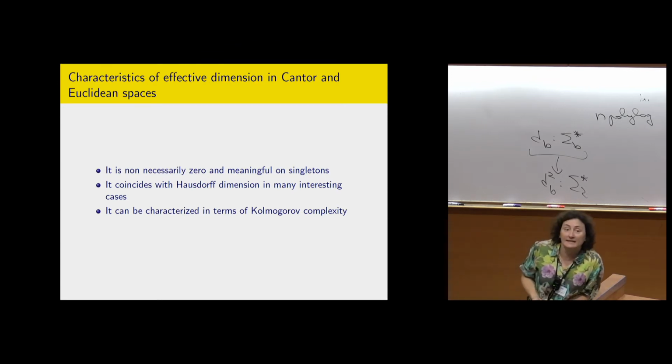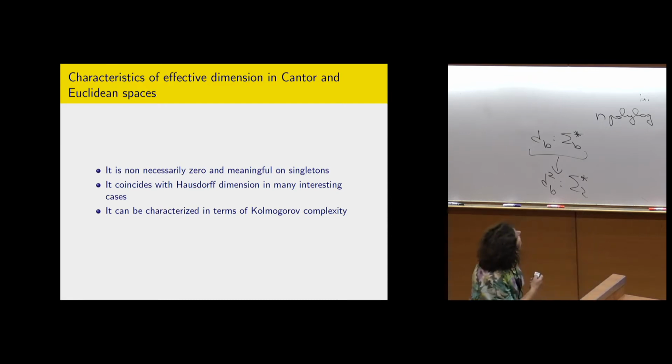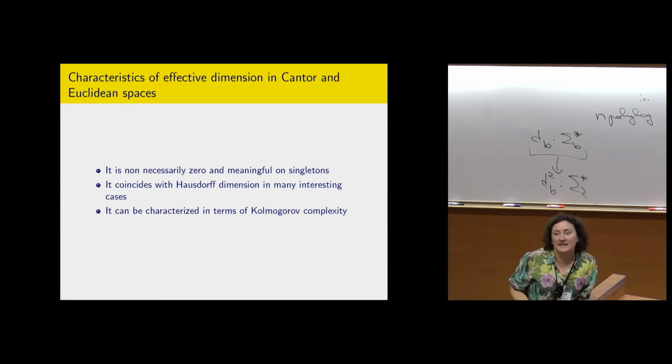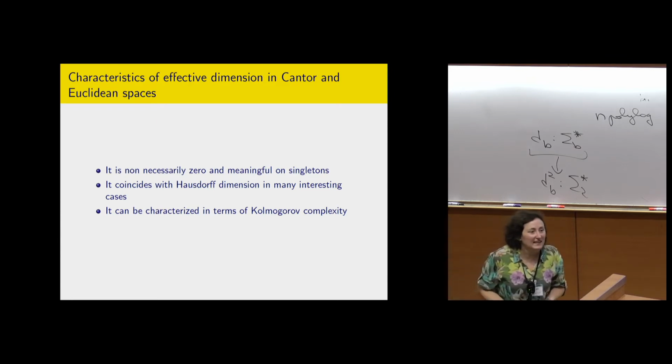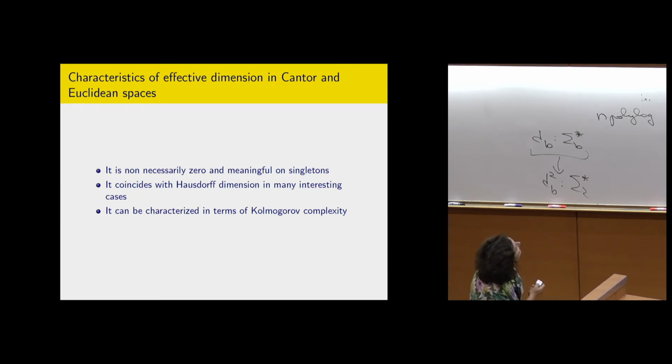I've been presenting effective dimension these days. I told you a little bit that it is not necessarily 0 and it is meaningful on singletons, on one sequence. So that is subsets of one element, which is, of course, completely trivial in the classical case. Every singleton has measure, dimension, and everything 0. It coincides with Hausdorff dimension in many interesting cases. I will show you a little bit next of what we know about this.